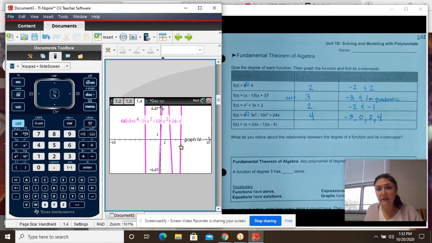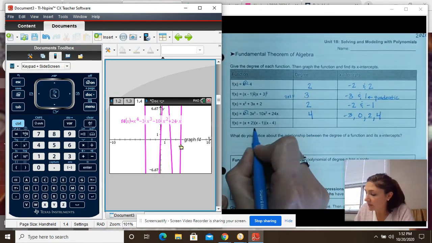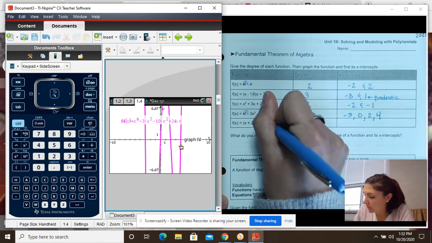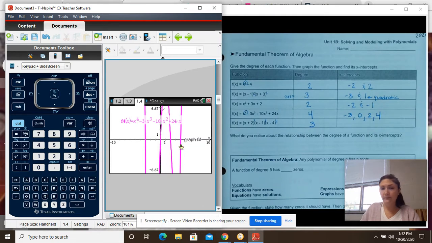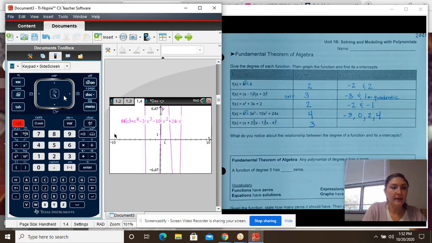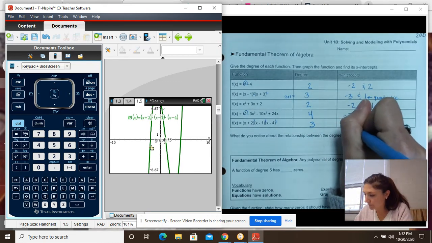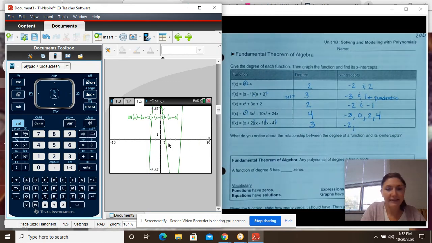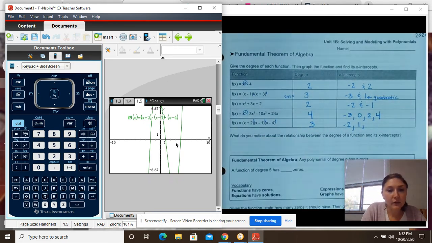My last graph for this first table, I'm in factored form again, so I'm going to add up my exponents. So that would be 1, 1, and 1 for a total of 3 for my degree. And then my graph that I have here has x-intercepts at -2, at +1, and at 2.